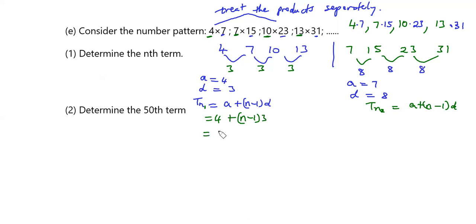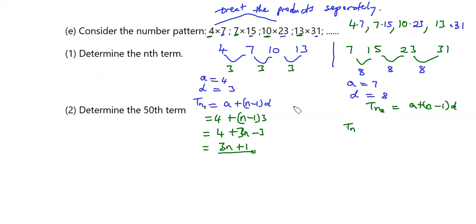Then what do we get there? It's going to be 4 plus 3 times n, we take it in, it's going to be 3n. 3 times -1 is going to be -3. Then here 4 minus 3 is going to be 1. 3n plus 1. So that's the first sequence here. Then what about the next one? Next one is equal to Tn.